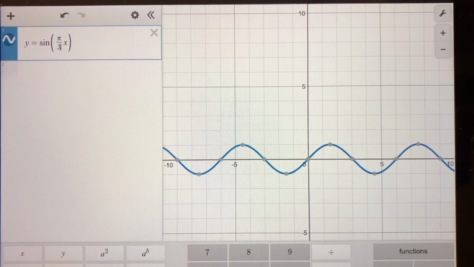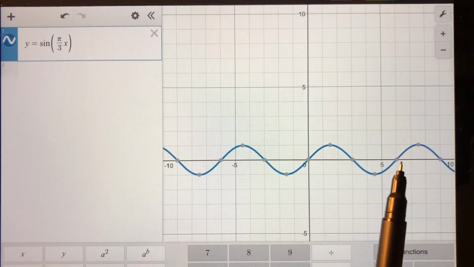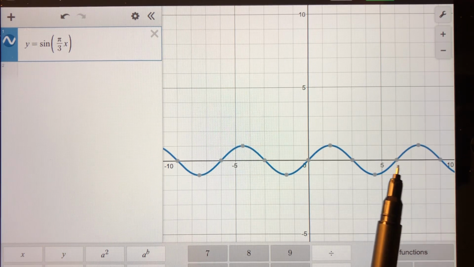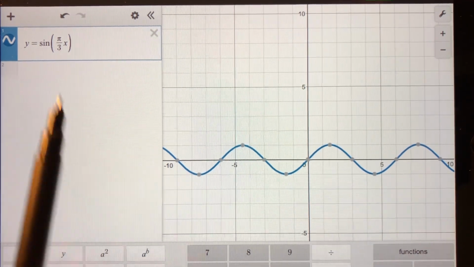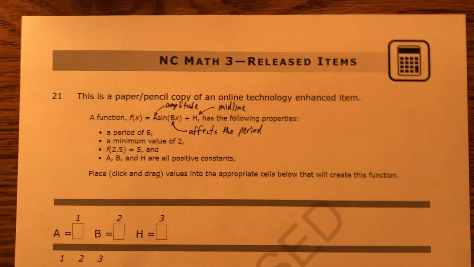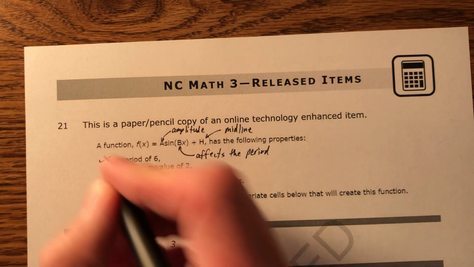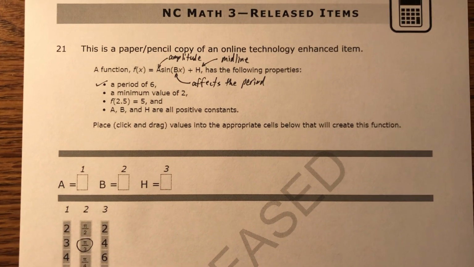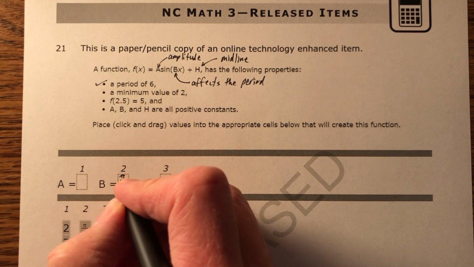It was kind of anticlimactic, wasn't it? Starts at 0, 0. Ends at 6, 0, all the way up, all the way down, and then back to where I started. So the period is indeed 6. Pi over 3 is the thing, the b, that did that for me. So we have already done the first one. And we found b to be pi over 3, so you'd click and you'd drag that there.